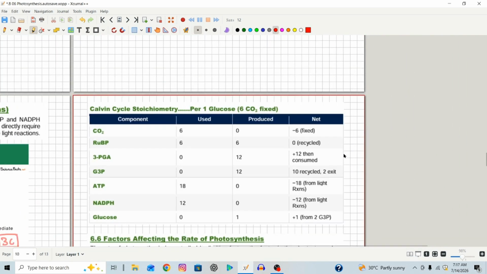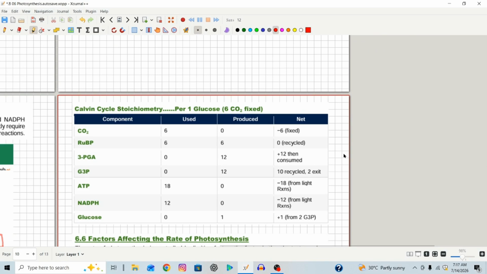That is the most important thing: 6 carbon dioxide were used. How many RuBP were used? 3 RuBP were actually used and 6 RuBP were also produced at the end, so you can say the net RuBP is 0. What about 3-phosphoglycerate? 12 3-phosphoglycerates were produced, and 12 molecules of glyceraldehyde 3-phosphate were produced. 2 G3P molecules were used to make glucose and 10 G3P molecules were used again to make RuBP.